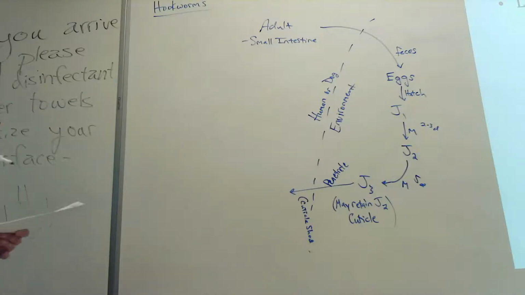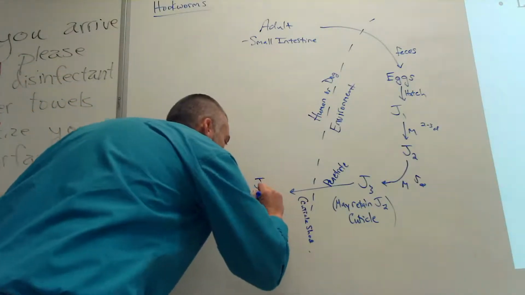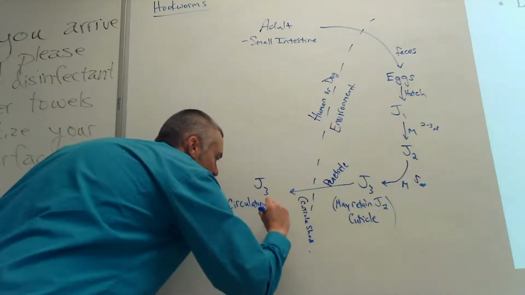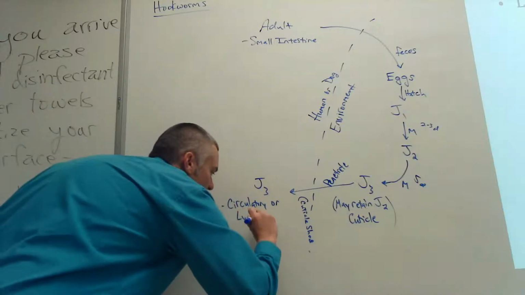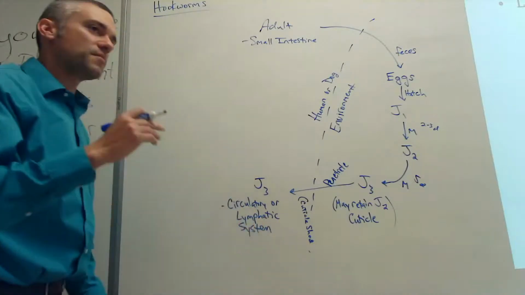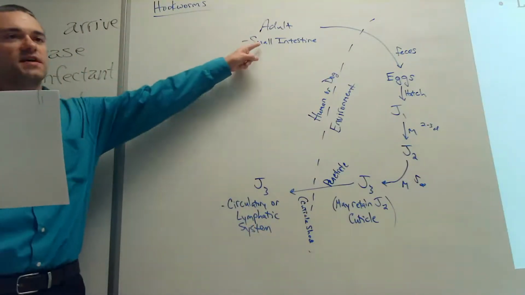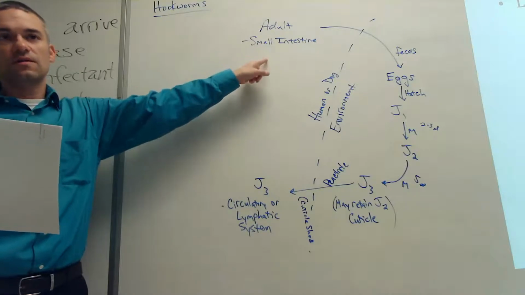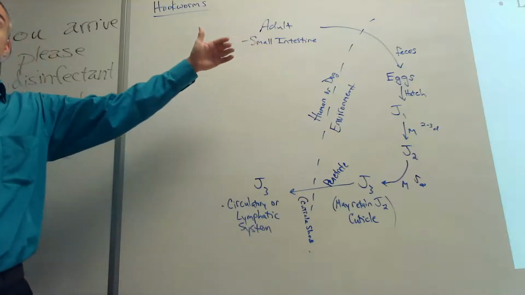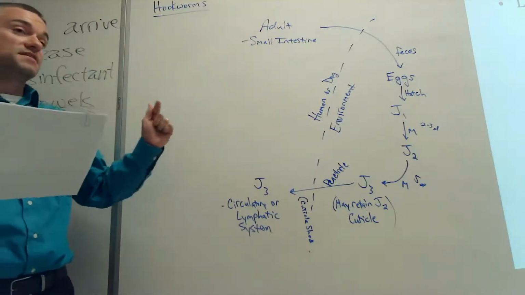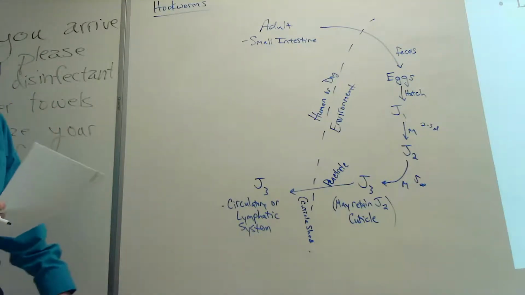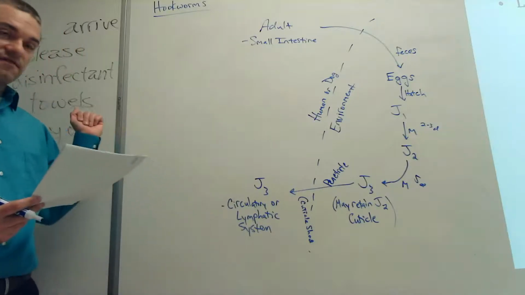So now we're inside the host. That J3 is going to get into the circulatory system or the lymphatic system. So remember, our goal is to get to the small intestine. That's where we need to get to. There's a couple different ways we can do that. There are some worms that actually penetrate and get to the intestine the shortest way possible, just burrowing through tissue until they find it. These guys are going to get into the circulatory or lymphatic system.